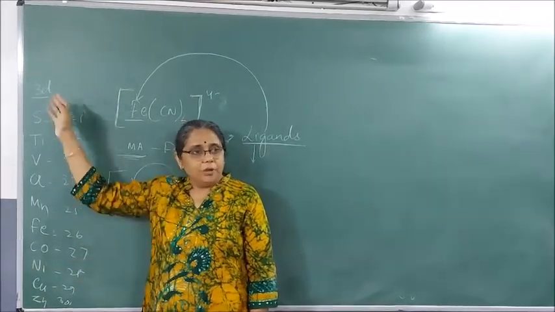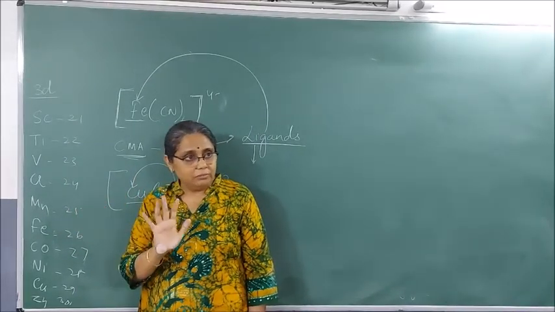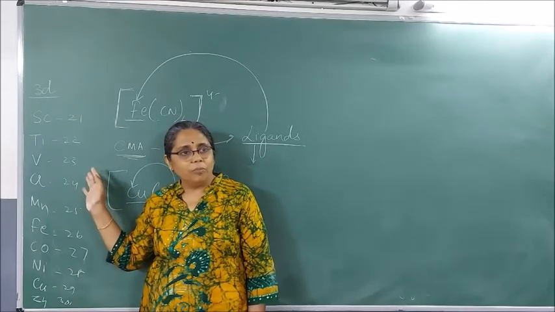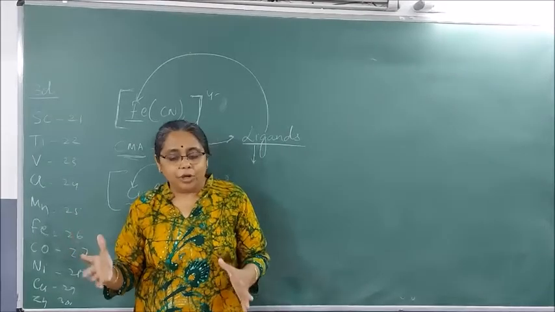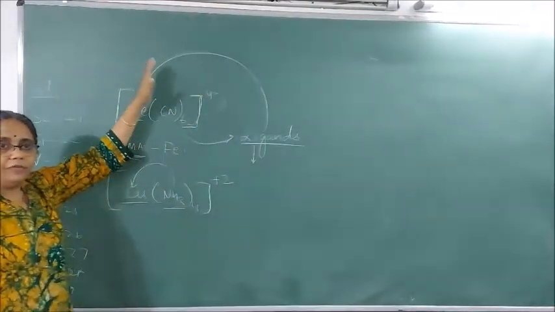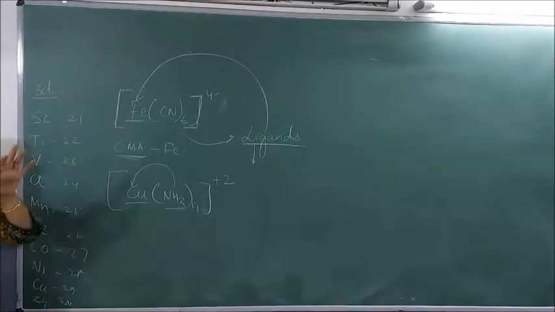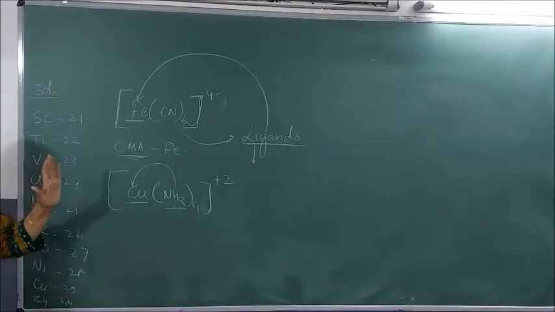So a central metal atom or ion is a metal atom which generally belongs to the 3d series and shows variable valencies. It should always have an incompletely filled d orbital. Why? Because if there is an incompletely filled d orbital, the lone pair of electrons given by the donor atoms or ligands can be accommodated there, so that the electrons donated by the ligands can go and stay there.